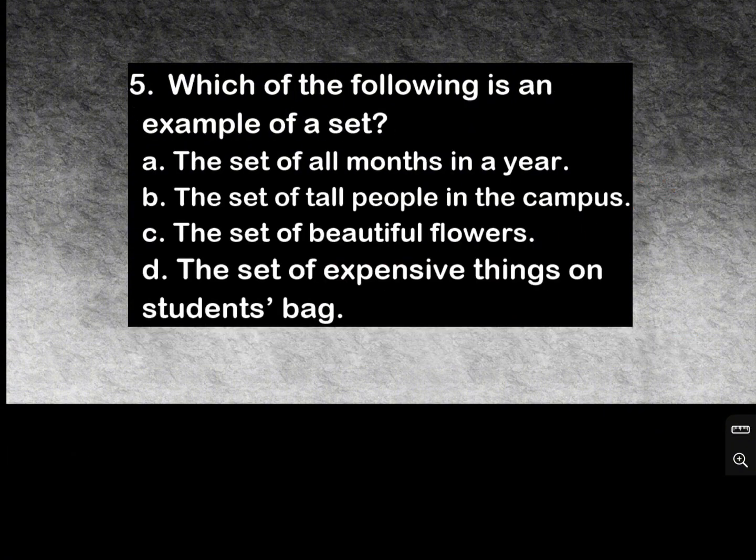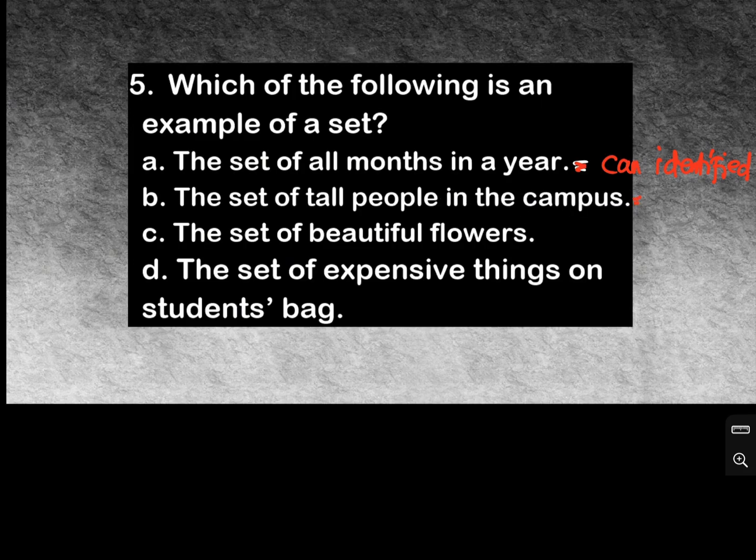Which of the following is an example of a set? A. The set of all months in a year. For us to identify a set, it should be distinct and well defined. So we can define here the months in a year, or we can identify.